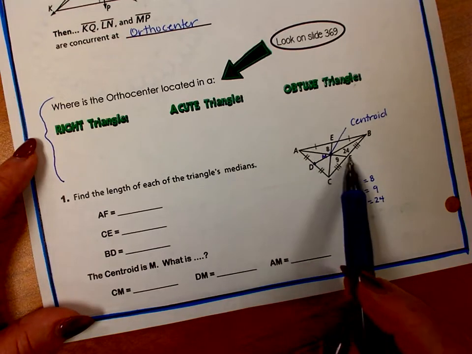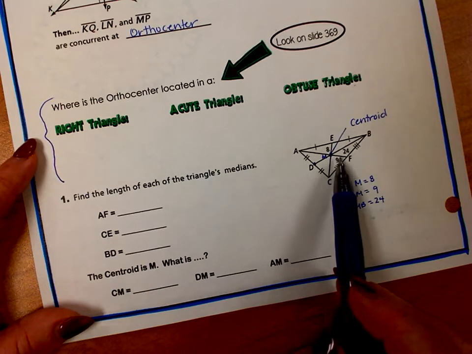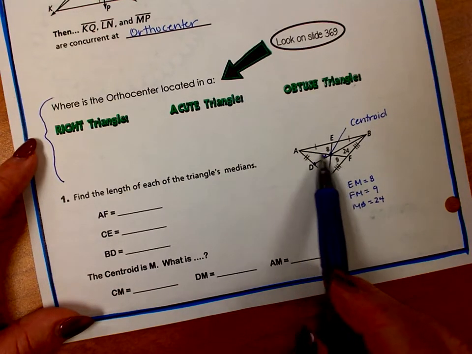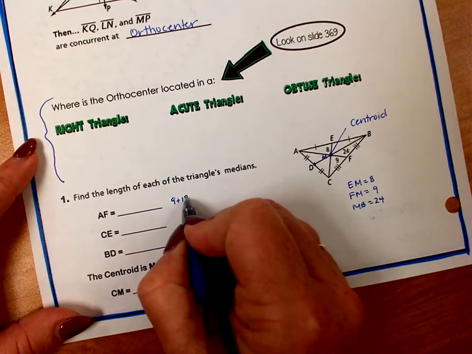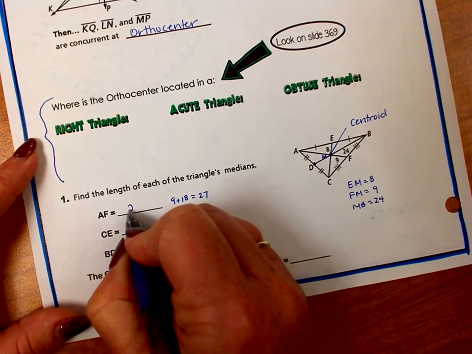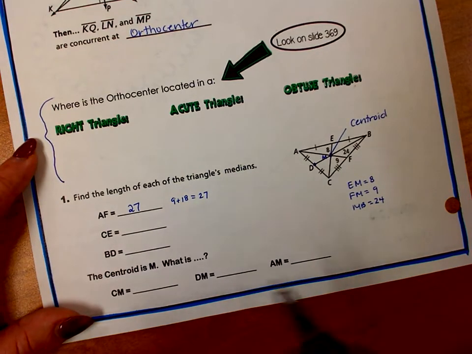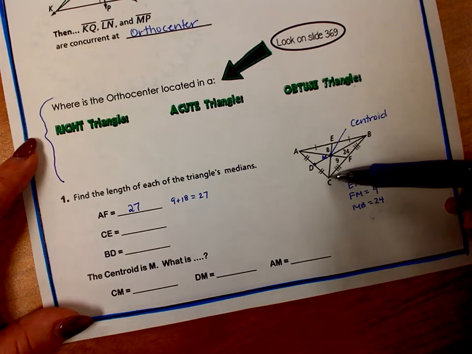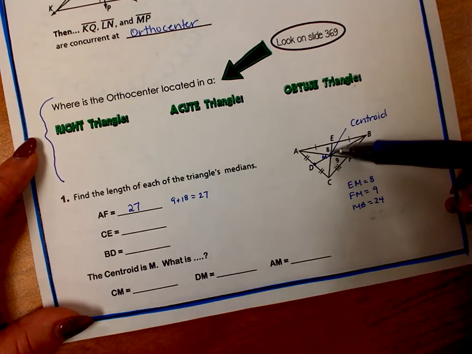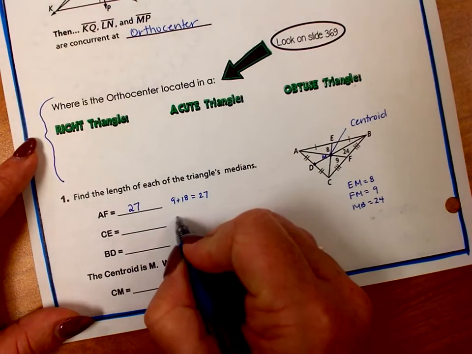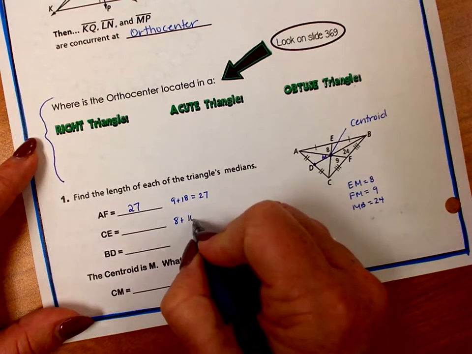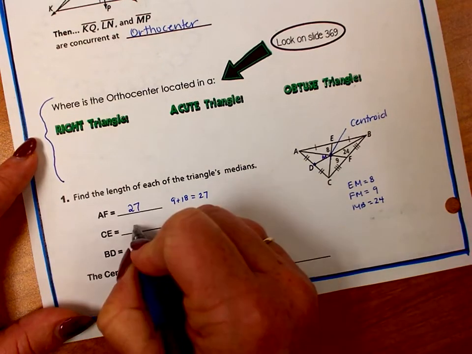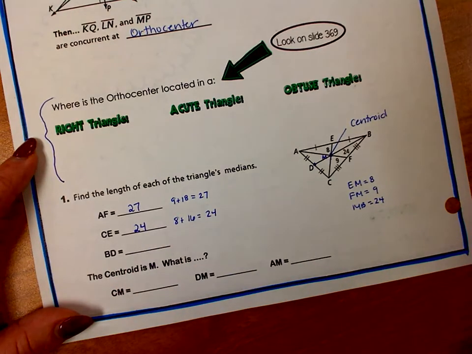So AF is this entire median. Of this median, we know that the 1/3, the smaller part, is 9. So that means that the larger part is going to be double that. So this is going to be 9 plus 18, which equals 27. So that means that AF is equal to 27. Okay, now let's look at CE. For CE, we know that the smaller part is 8. And if we add the larger part, which is going to be double, that would be 16. And so we end up with 24. So CE is equal to 24.